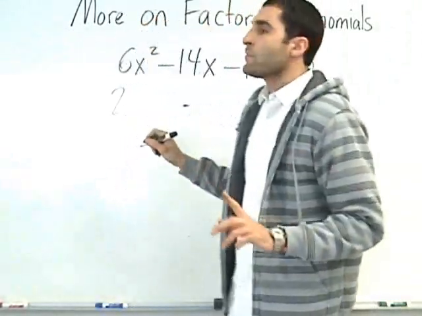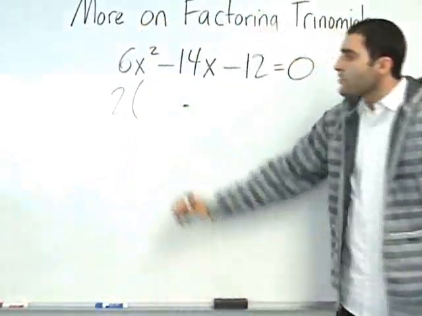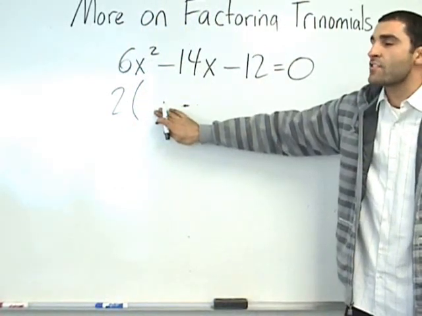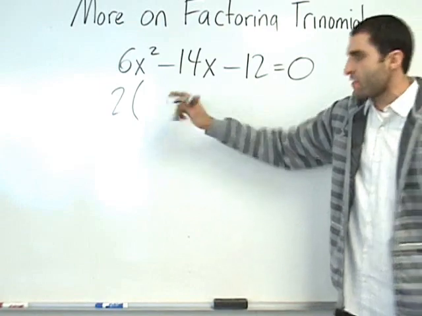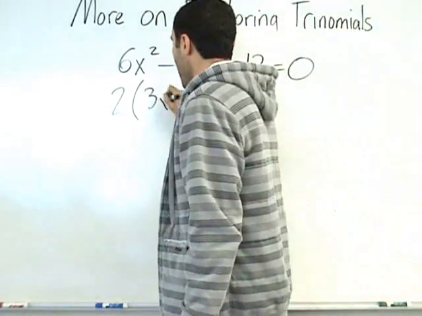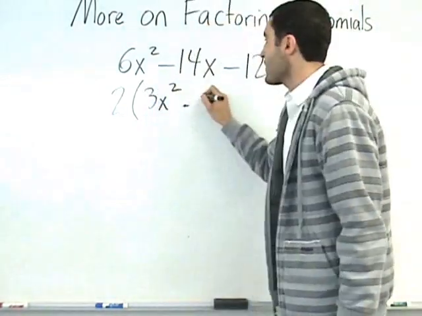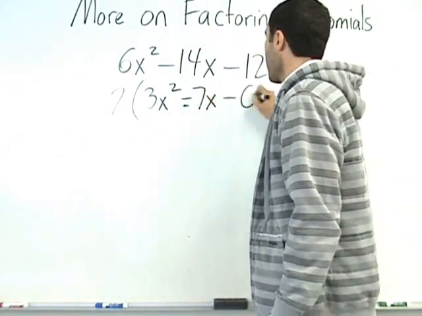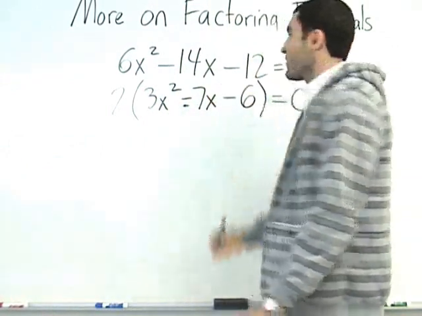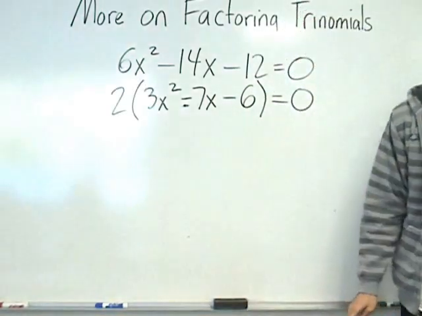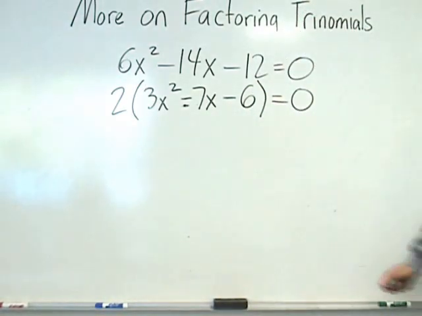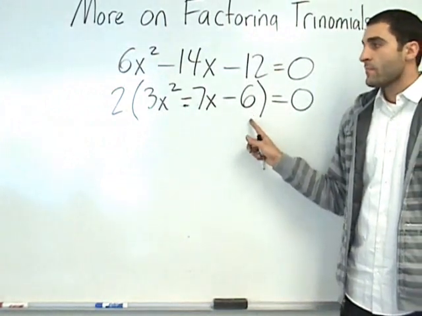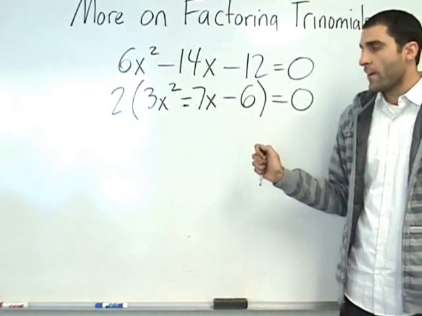Isn't the number as a whole 6x squared? Undistributed. 2 times what is 6x squared? 3x squared. So 3x squared, and then minus 7x, and then minus 6 equals 0. So we factored out 2. And that's also great news because this becomes much easier to factor.